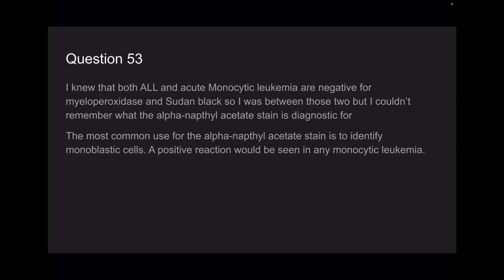Okay, I knew that both acute lymphocytic leukemia and acute monocytic leukemia are negative for myeloperoxidase and Sudan black, so I was between those two. But I couldn't remember what alpha-naphthyl acetate is for, so I just picked between the two. The correct answer is acute monocytic leukemia because alpha-naphthyl acetate is used to diagnose leukemias with monocytic lineage, so this is the most correct answer.